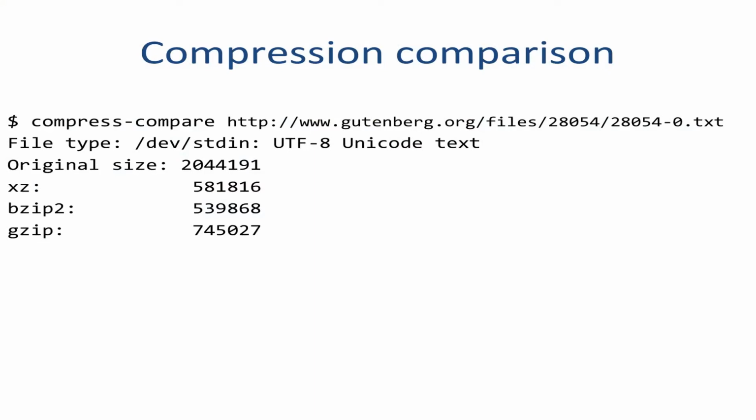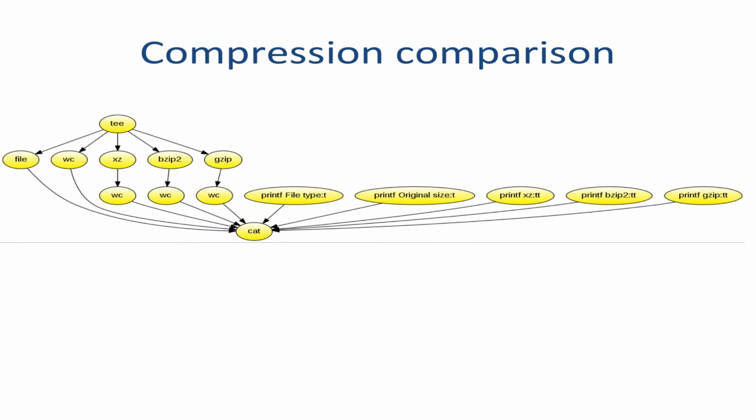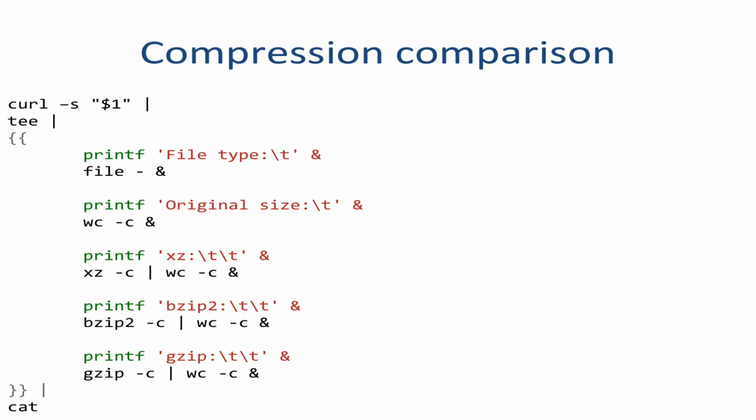As an example, consider the problem of comparing the performance of various compression programs. This is the graph of the processing you want to perform. The same data are sent to all compression programs and then the results are gathered together into a single report. And this is how you express it in DAGs.